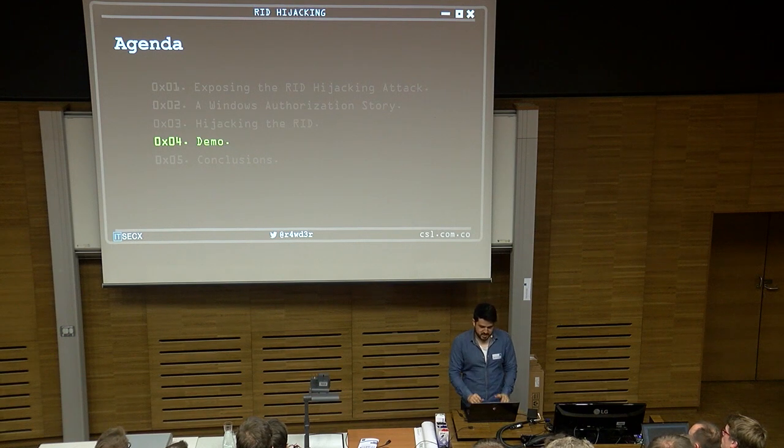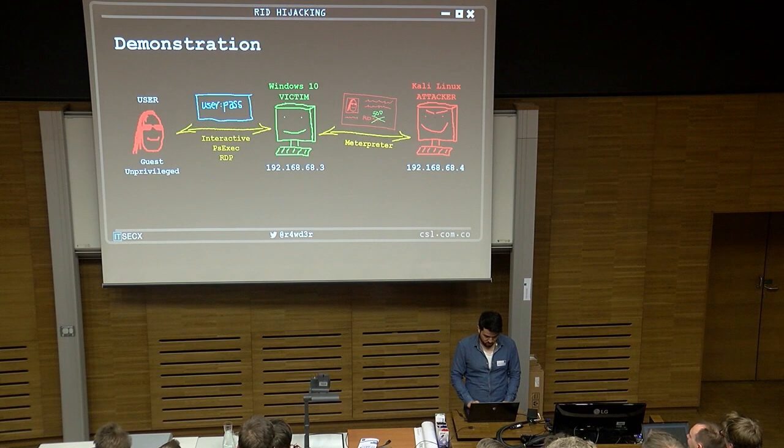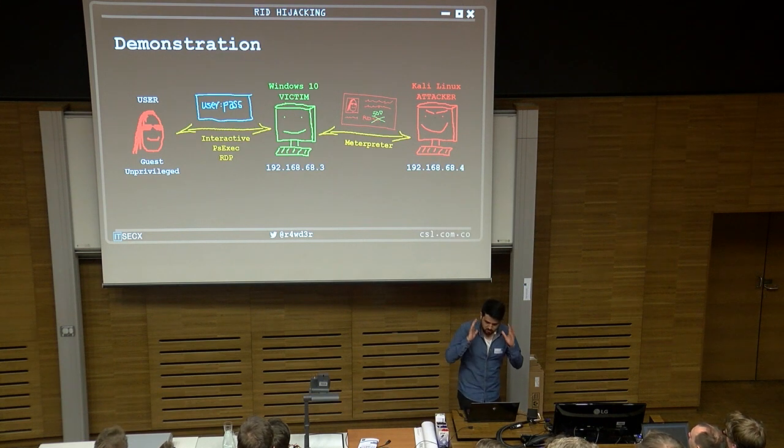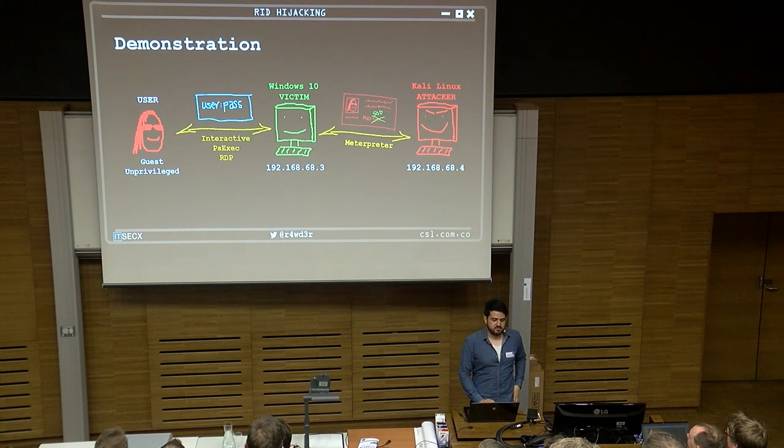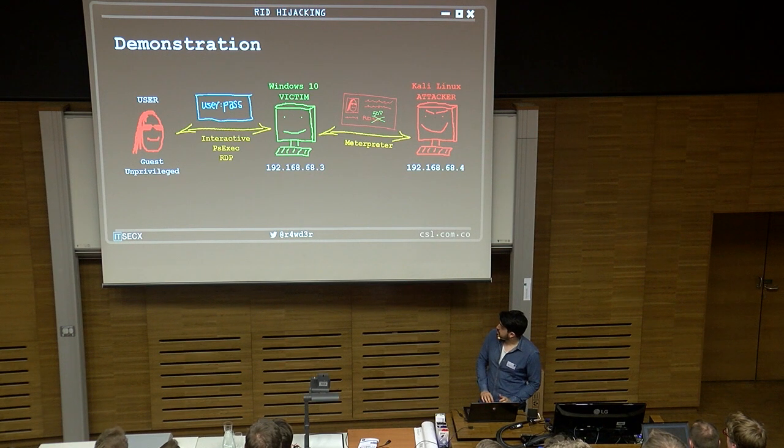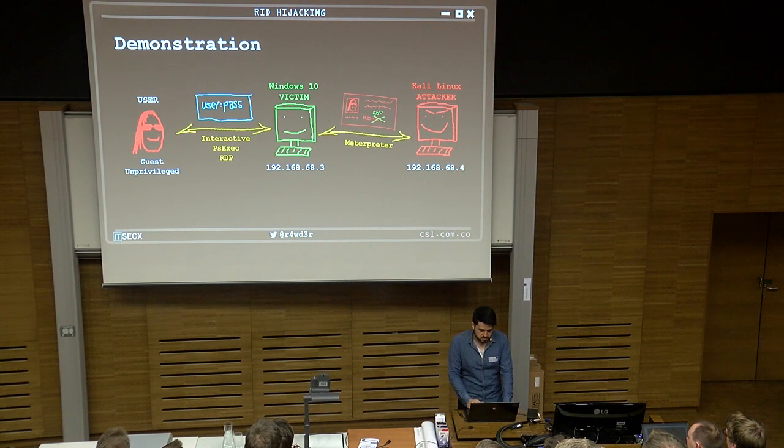So this is the fun part, demonstration. I hope it will work. This is the complex structure of the demo. So we are trying an interactive logon against a Windows 10 machine. We are planning to do this using also ITSEC. I think we will not do the RDP. And we are going to use Kali Linux to automate the attack. I have developed a module to automate the RID hijacking.